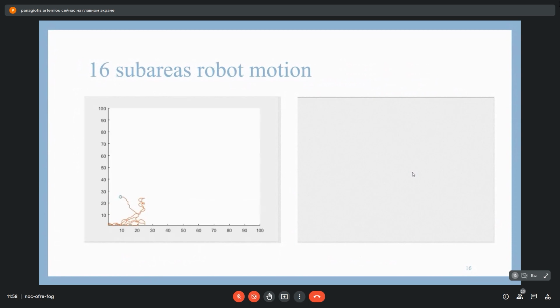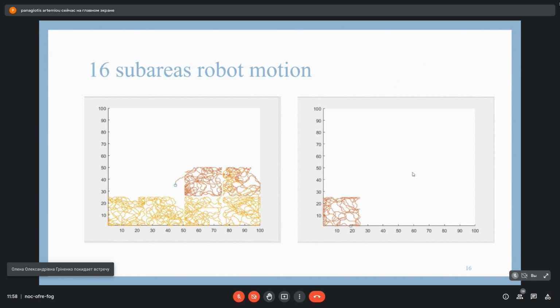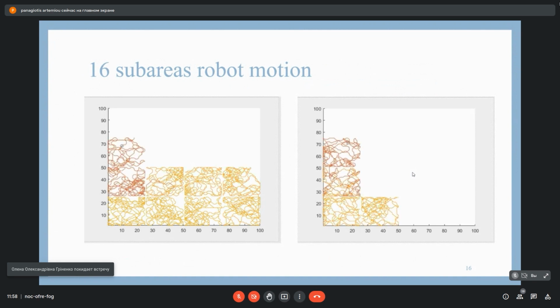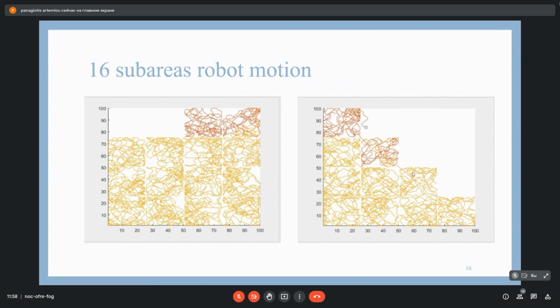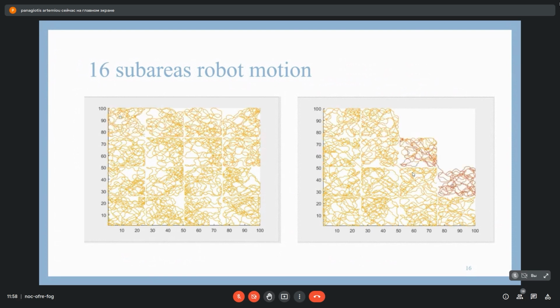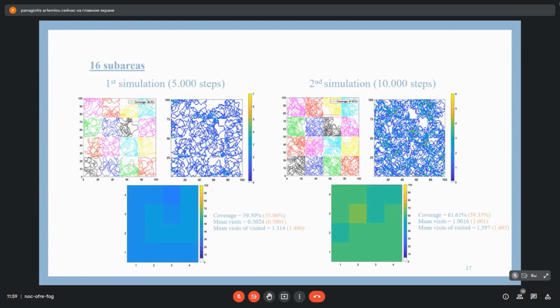Now you can see a demonstration of the 2 patterns for the 16 sub-area case. We can see again that the robot covers almost all the area, but now we can see that the coverage is more uniformly distributed between the area. This can be seen also with the simulations.